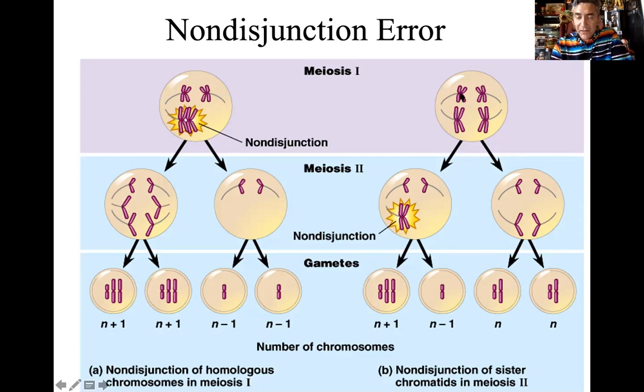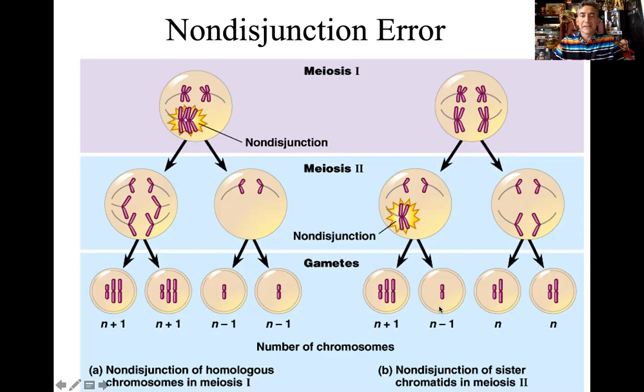If the non-disjunction happens in meiosis 2, in anaphase 2, well, we still have a chance, a 50% chance, that 2 out of the 4 gametes will be normal and happy and healthy, right? 2 of the 4 will be aneuploids. We have 1 with too many, we have 1 with not enough.